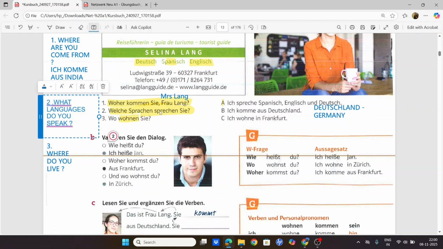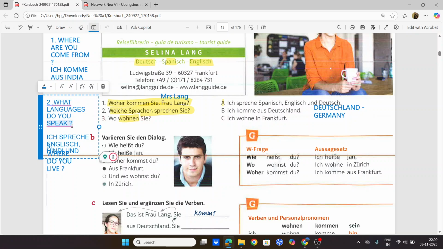Welche Sprachen sprechen Sie? So how am I going to answer this? Welche Sprachen sprechen Sie? I can answer: Ich spreche, which means I speak, English, Hindi und Deutsch.